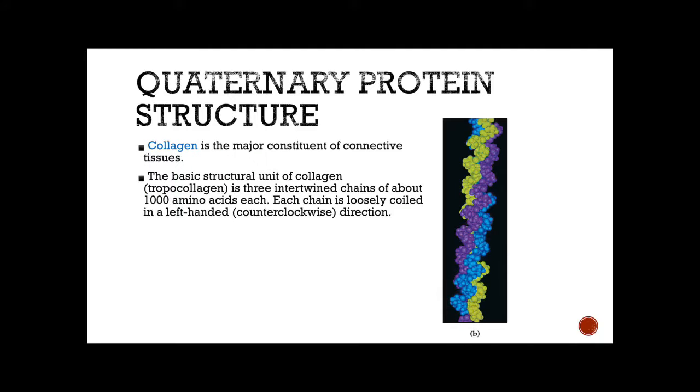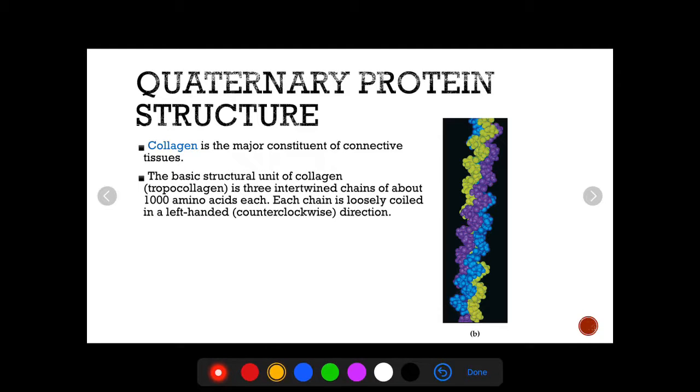Another example of a quaternary protein structure is collagen. Collagen is the most abundant protein in the body, and the structure is made up of 3 alpha helices that are woven together, kind of like a braid, to form a triple helix. And those chains are held together by hydrogen bonding. So you can see in the picture, we have the yellow, the blue, and the purple, different polypeptide chains woven together and held together by those hydrogen bonds.